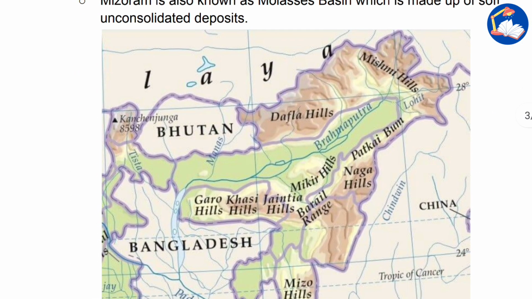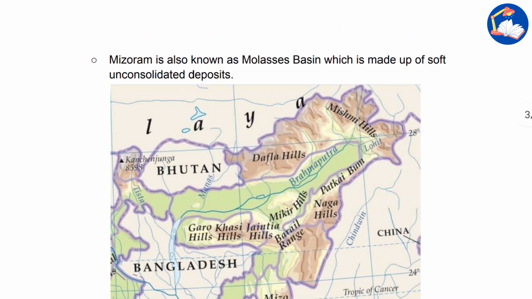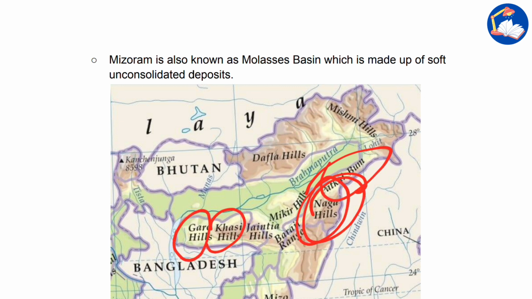Okay, and now this is a map. Mizoram is known as molasses basin, which is made up of soft, unconsolidated deposits. So we have the Brahmaputra basin over here. We have Dafla Hills in Arunachal Pradesh, Mishmi Hills, and over here, Patkai Bum Naga Hills is over here. Okay, Garo Hills, Khasi Hills, Jaintia Hills.